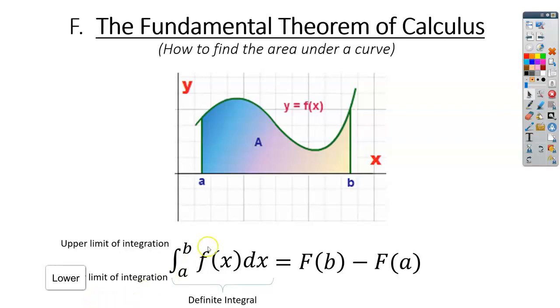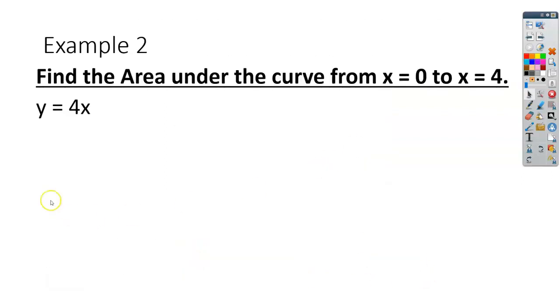So the trick here is integrate, plug in your b, plug in your a, and subtract. Okay? 3 steps. Integrate, plug in b and a, subtract, and you get the area under the curve. It's magic. So let's go ahead and see if we can make this work for us here. All right?